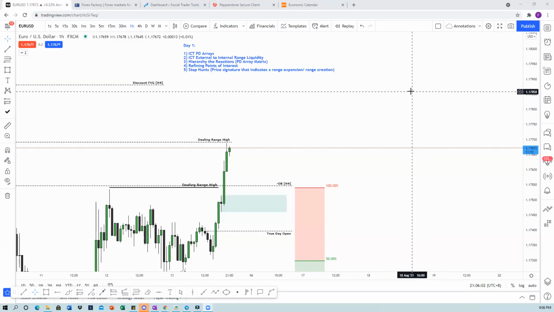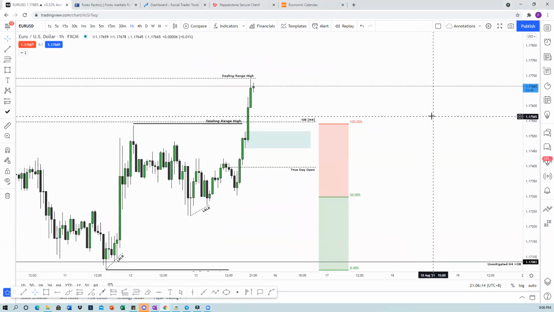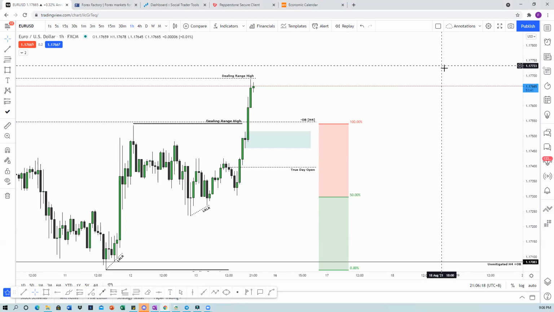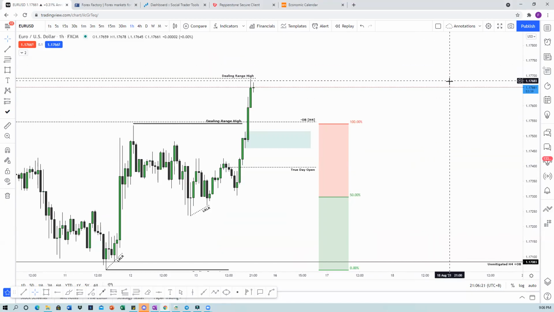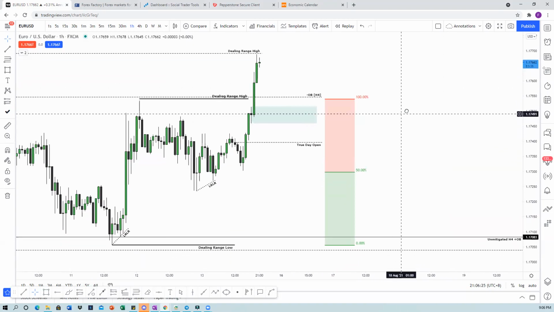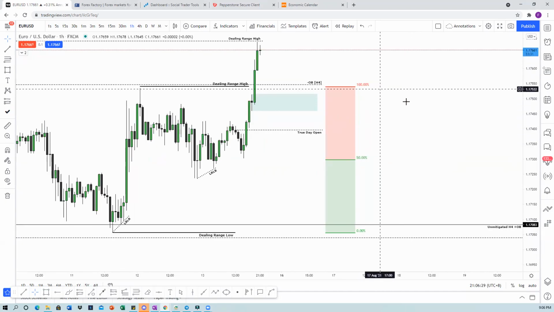We know it. So when we look at ICT PD arrays, we know order blocks, we know breaker blocks, mitigation blocks, and all of that. Now the question that you should ask yourself is, when are we supposed to use it? When is an order block highly probable? When is a breaker block highly probable? When is a mitigation block highly probable? To answer that question, number one, we need to have narrative. Now, what does narrative mean?